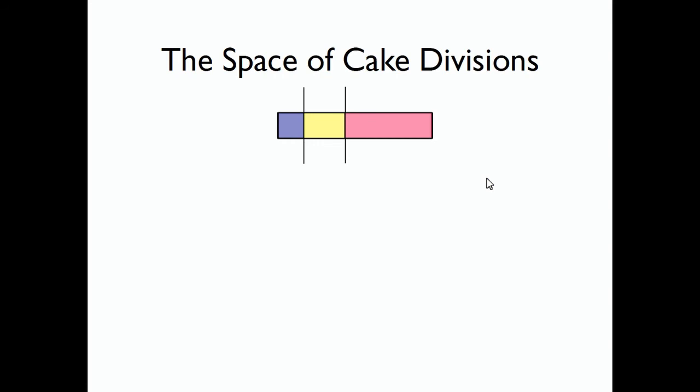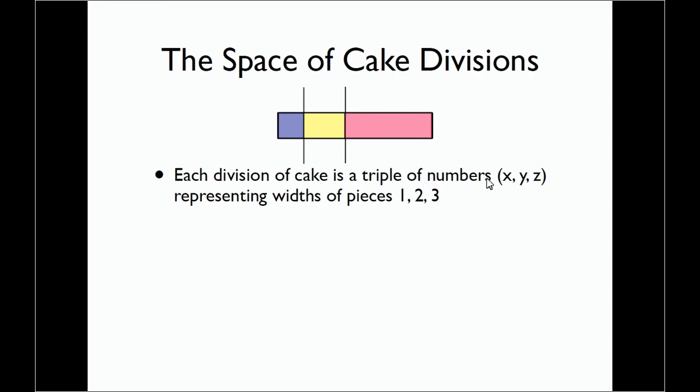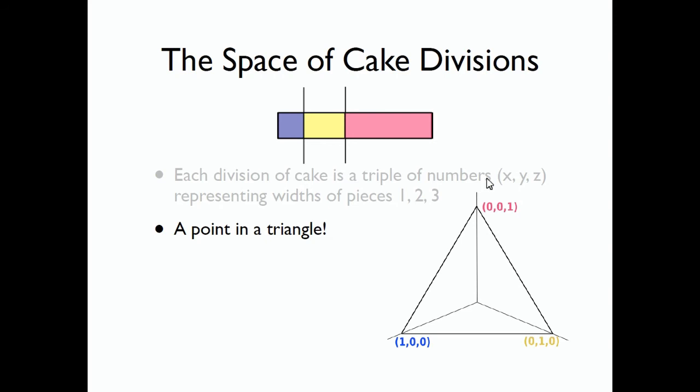And the idea here is to think about the space of divisions of cake, the possible divisions, as a geometric object. Why? Well, each division of cake is a triple of numbers which represent the physical widths of the pieces. Okay? And the sum of those widths has to add up to a fixed number. We might as well call it 1. And they have to be non-negative, and so guess what? It cuts off a piece of the first octant. It's a plane, and the part of the plane is a triangle. Okay? So this is the corner where the middle piece has all the mass. This is the corner where the first piece has all the mass.